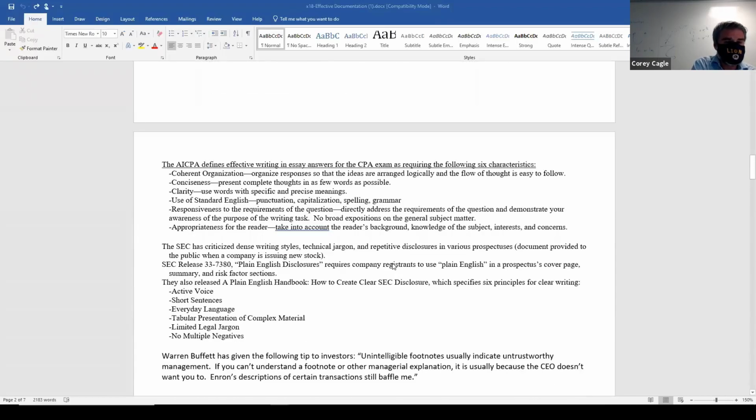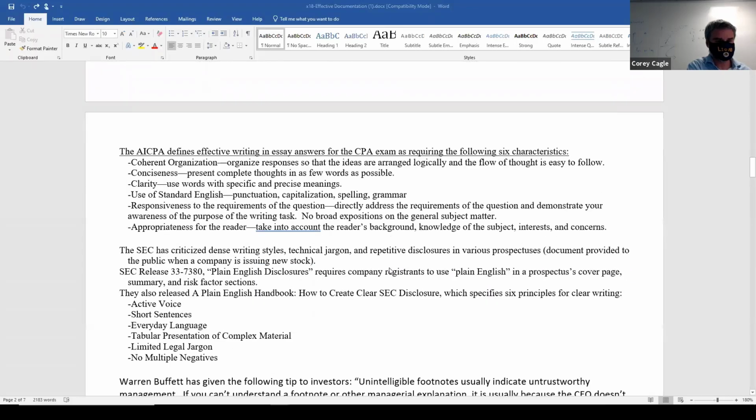The AICPA, and this kind of goes along with our CPA exam topics that we were talking about in different classes. The AICPA put out some tips on effective writing on the written answers on the CPA exam. And they say they should have the following characteristics. Coherent organization, definitely, right? You definitely want logical order.